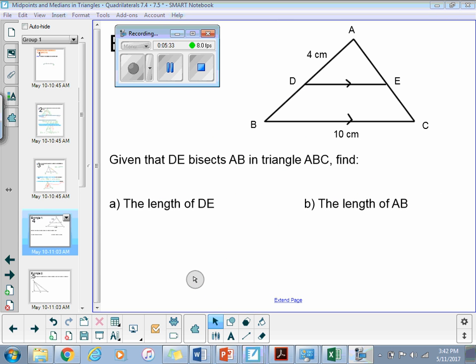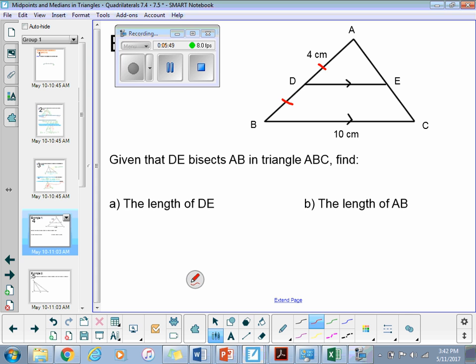Okay, looking at example number 1, we are told that the line DE bisects AB. So right there, bisect means cuts in half. If it's cutting AB in half, and we're told that this is 4 centimeters, and this is the midpoint, mid-segment, because it's joining on the other side, mid-segment, then this line here must also be 4 centimeters, BD.